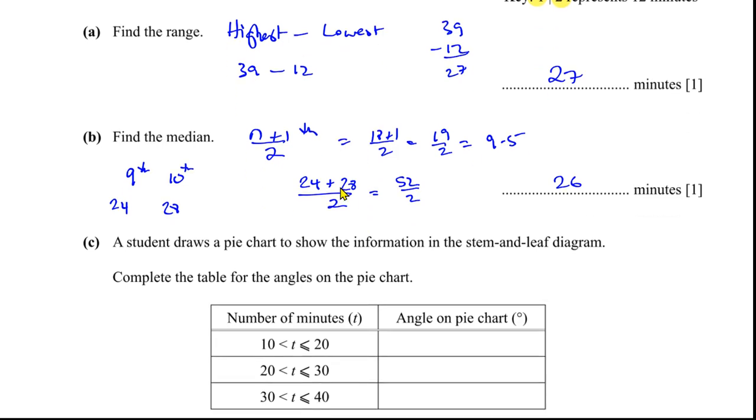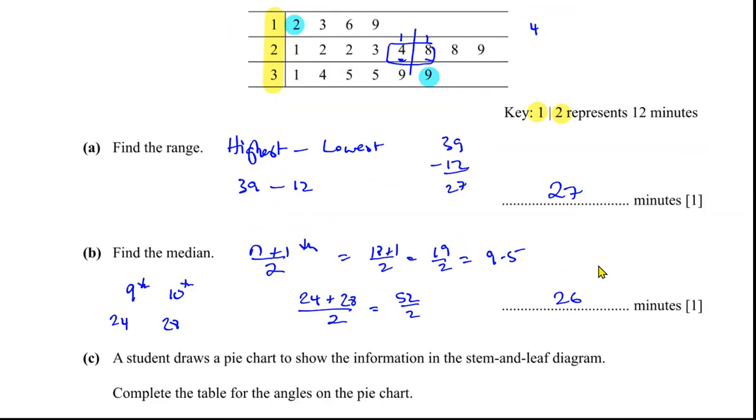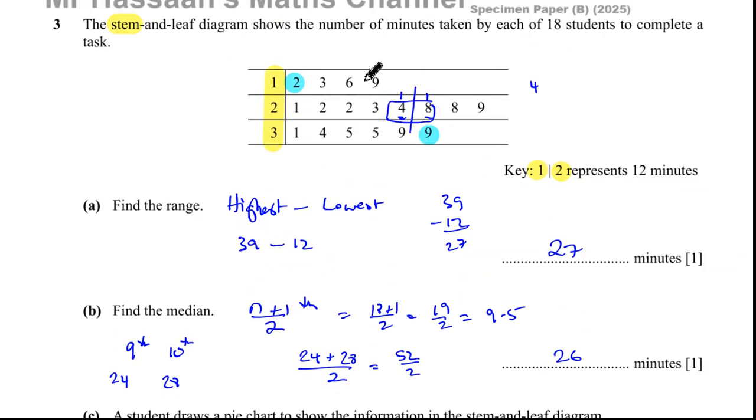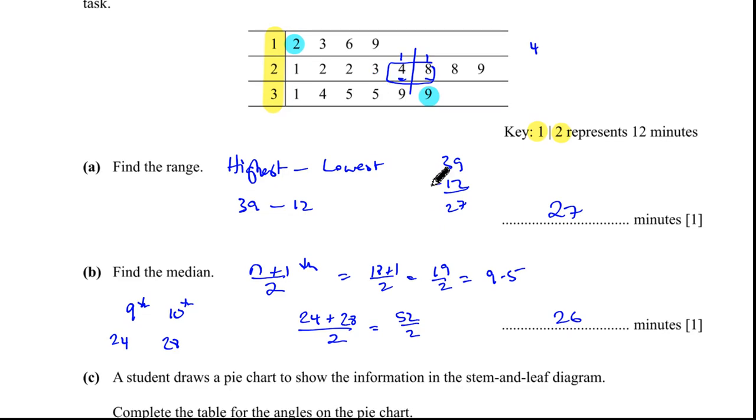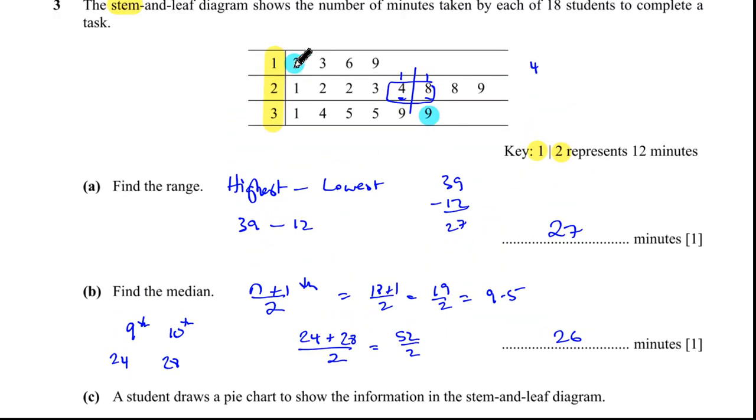Then part C says, a student draws a pie chart to show the information in the stem and leaf diagram. Complete the table for the angles on the pie chart. Okay, so the number of minutes, 10 to 20, angle on pie chart. So now, between 10 and 20, we have to see how many entries there are. There are 4 entries.